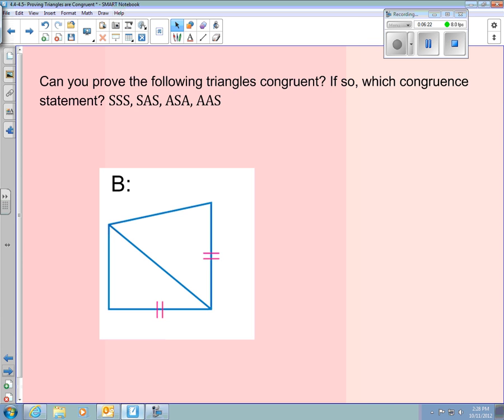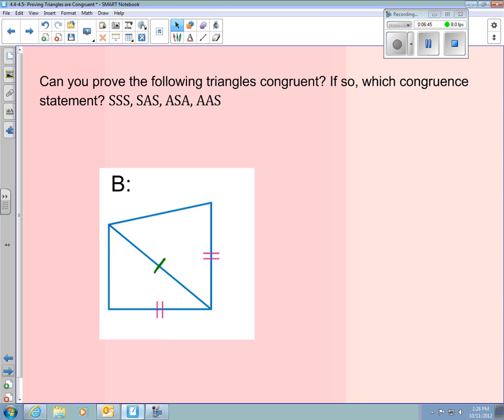All right, can you prove the following triangles are congruent? If so, which congruent statement? Side, side, side, side, angle, side, angle, side, angle, angle, angle, side. So let's look at this. Well, we see these two triangles are next to each other. So the one marking that's not on there that we can deduce is that this side right here is shared.